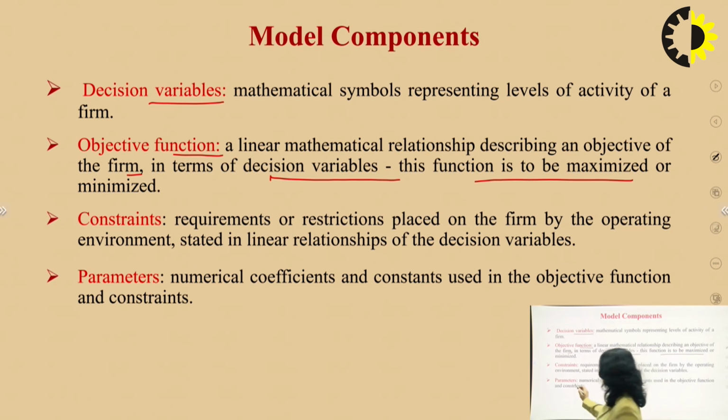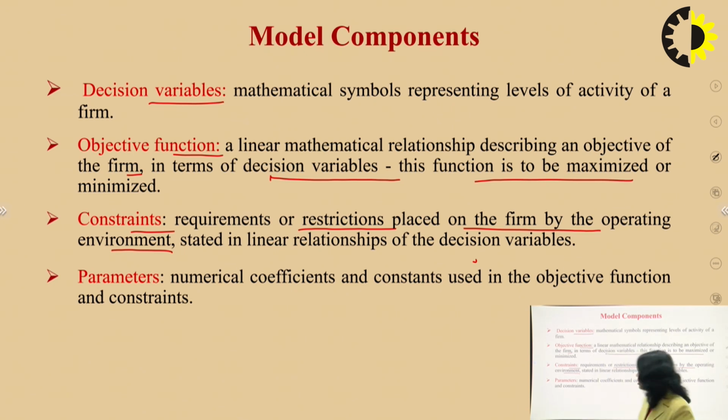The next component is the constraint. Constraints are basically the requirements or restrictions which are placed on the firm by the operating environment. Under these restrictions, by satisfying them, we have to achieve our objective. Constraints are stated as linear relationships of the decision variables.